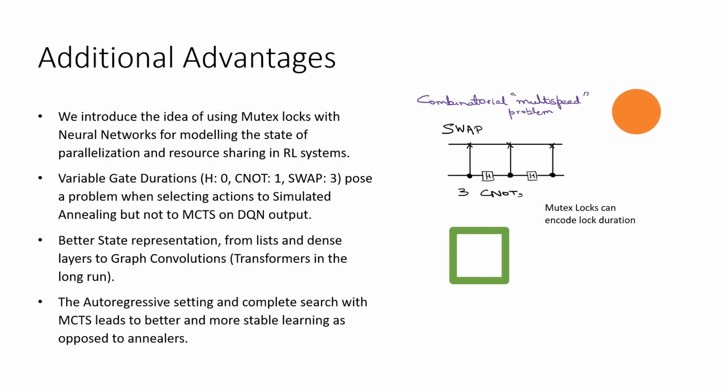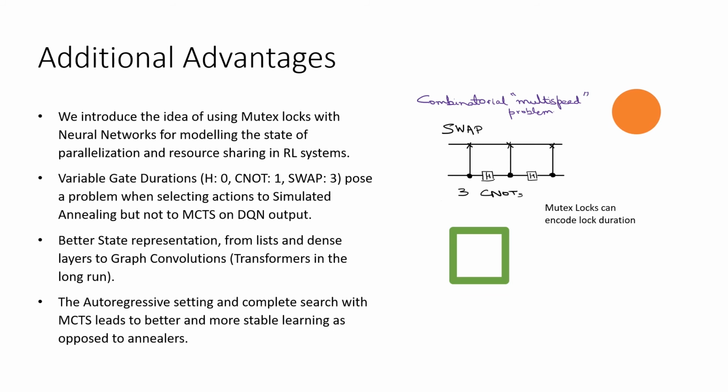The primary value proposition for our method comes from the following facts. We present the idea of using mutex locks in RL agents to represent the state of parallelization to the environment and to the neural network. This helps us deal with slower gates like swap gates, which are 3 times as slow as other gates, by making the mutex locks integer valued.